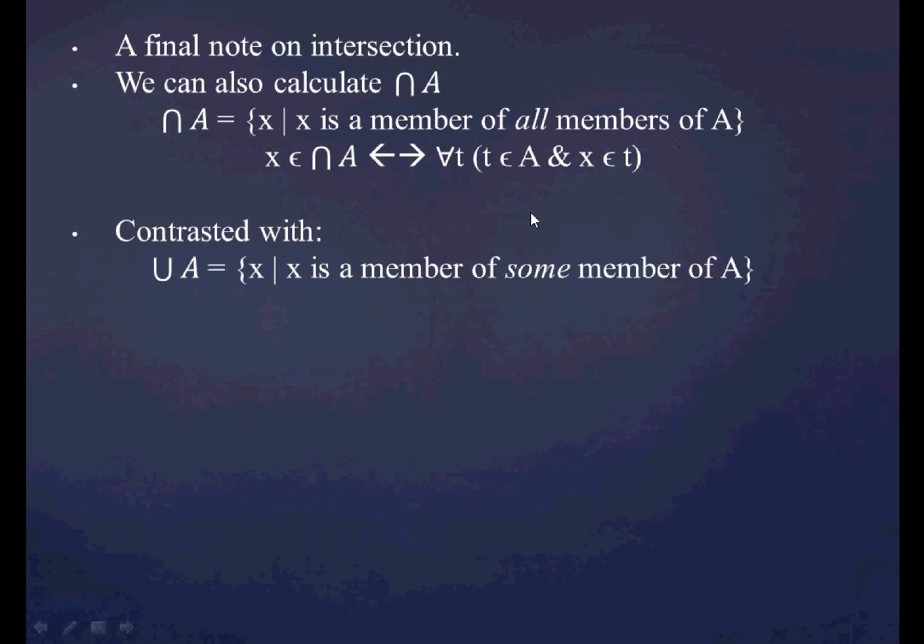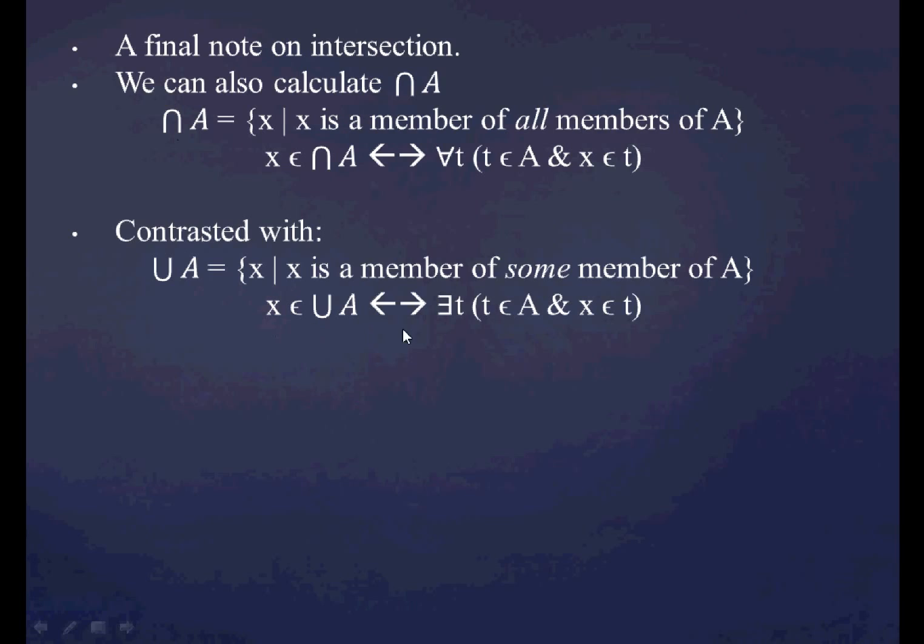Now be sure to contrast this with our definition of union of A. This is all the X's such that X is a member of some member of A. It could be one member of A, it could be two members of A, could be all of them, but just one, at least one. Now the intersection of A requires that X be a member of all the members of A. So make sure to contrast those in your head.